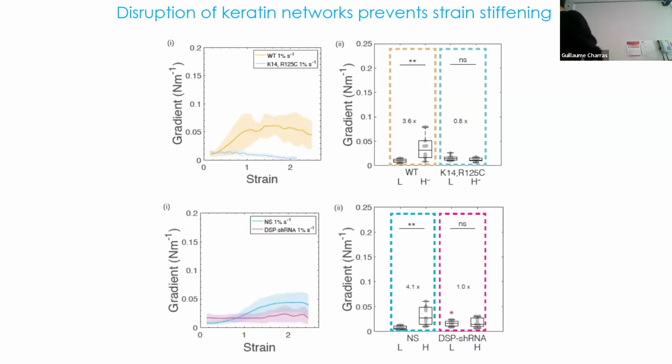And similarly, if we deplete desmoplakins, we've got something similar. So the non-silencing control is in blue, and in magenta, you've got the desmoplakin shRNA. So if we disrupt the keratin filaments themselves, or if we disrupt their interfacing across cell junctions, we get the same phenotype. We don't have any more strain stiffening, and we've got more fragile tissues.